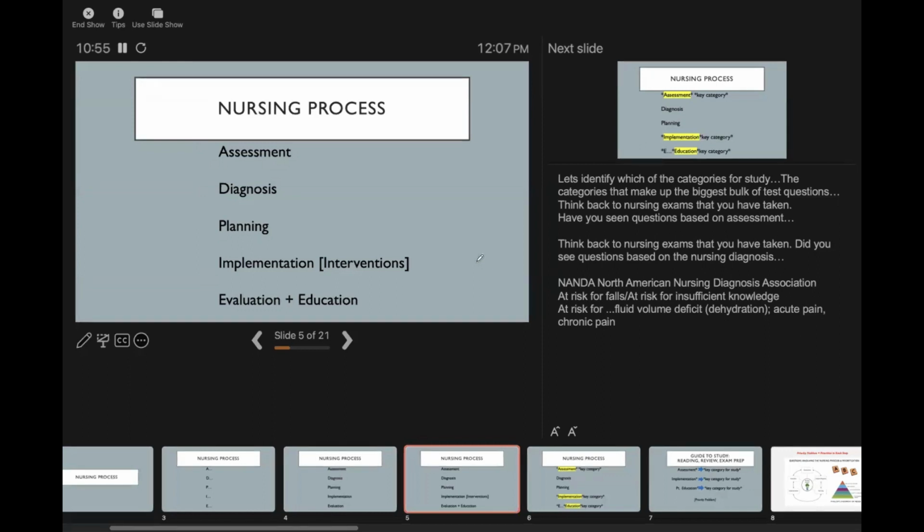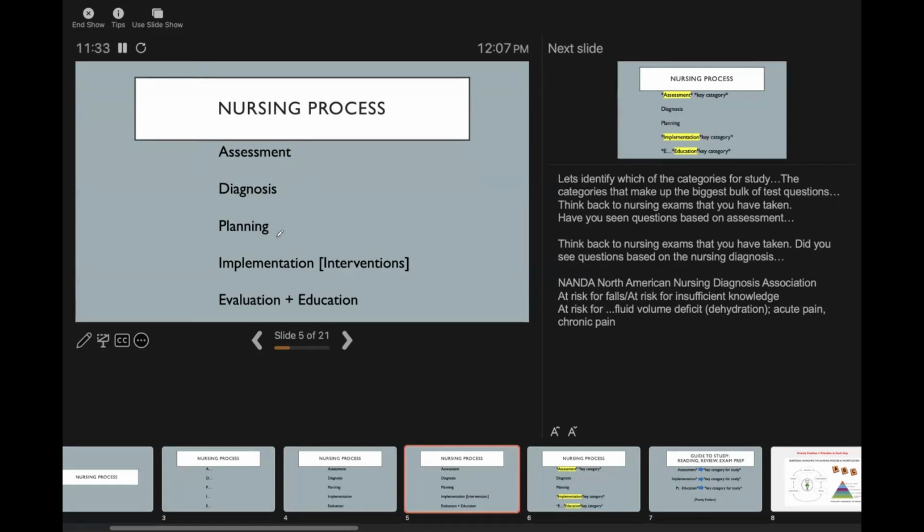Now, diagnosis, think about tests you've taken. You're probably not going to see a lot of specific questions on the nursing diagnosis. The nursing diagnosis NANDA terms are actually trademarked. They're not used on NCLEX. Okay, we do see things about a priority problem, prioritizing, but we don't see a lot of questions specifically worded with the nursing diagnosis. So I would say that's an area you don't see as many test questions on.